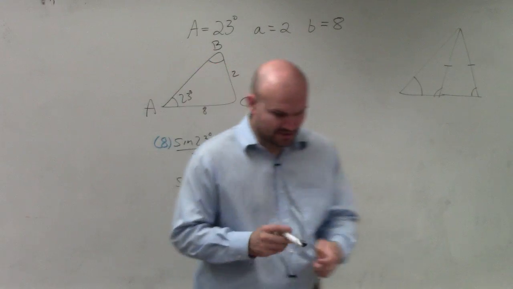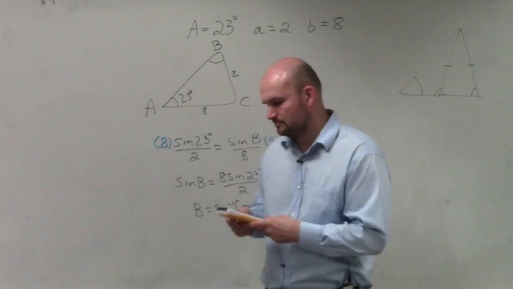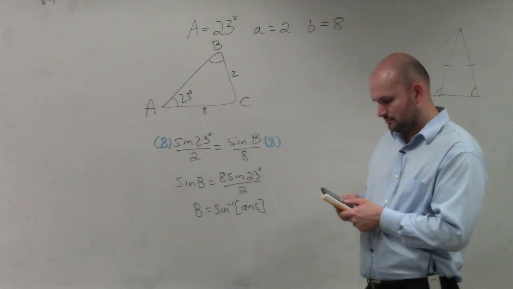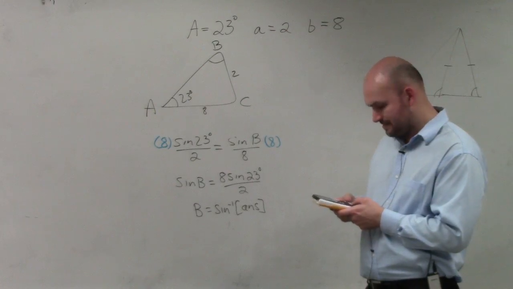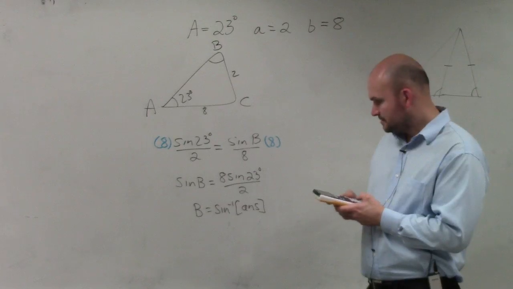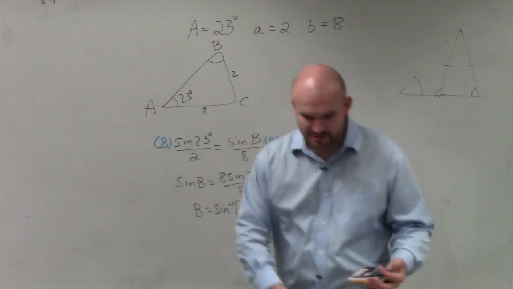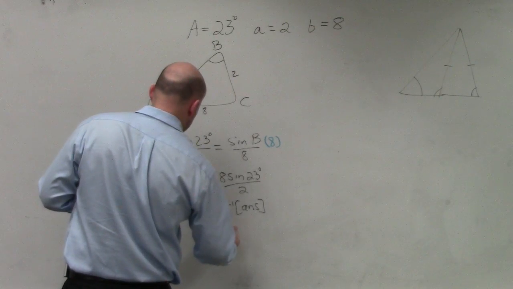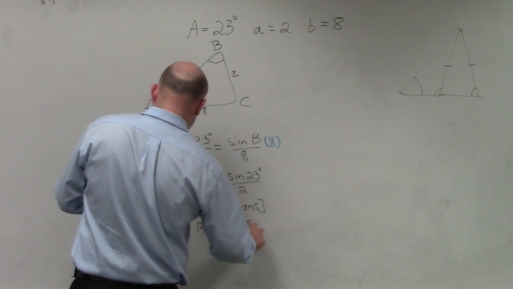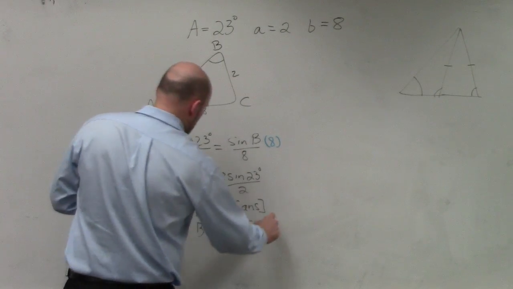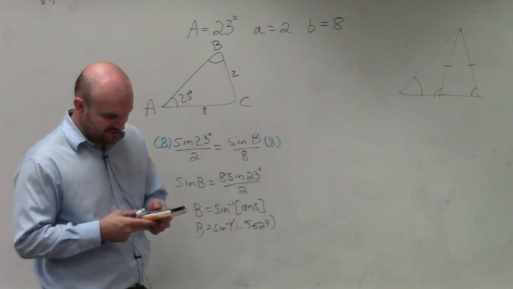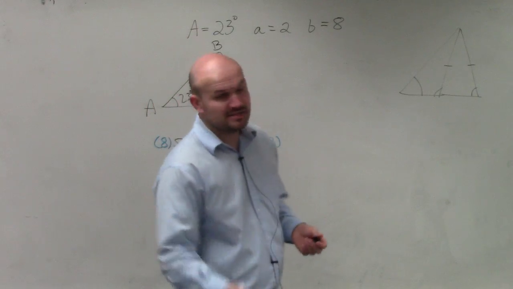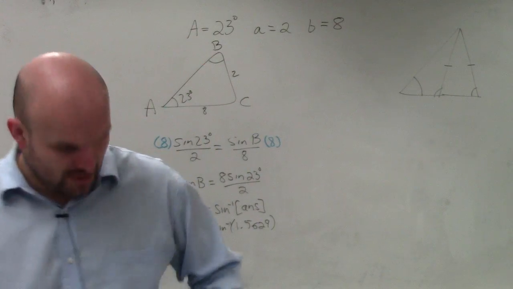So I go ahead and type in my calculator: 8 times the sine of 23 divided by 2. Now you realize you get 1.56. Oops, write that in there: 1.5629. And then, ladies and gentlemen, if I do the sine inverse of that answer, second answer, I get an error, domain error. OK? So that means no triangle can exist. There is no angle where we can set a triangle.